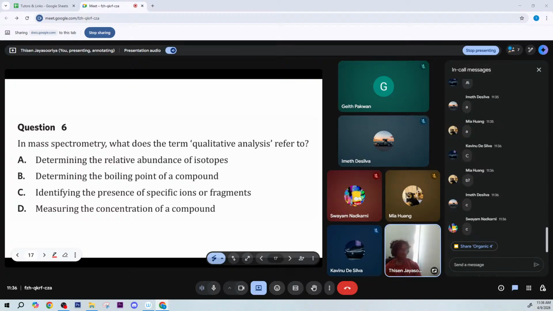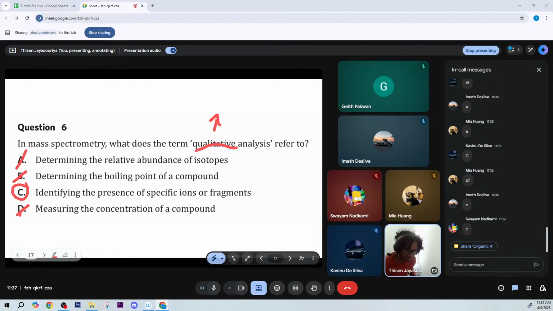C. So here, I want you guys to remember that qualitative analysis refers to identifying, not quantifying. We can quantify the relative abundance of isotopes using this technique, but that's a quantitative analysis because we're quantifying the abundance, yeah? We're quantifying the boiling point. We're quantifying the concentration, right? We can't even find B and D using this. So the answer is only C, yeah?